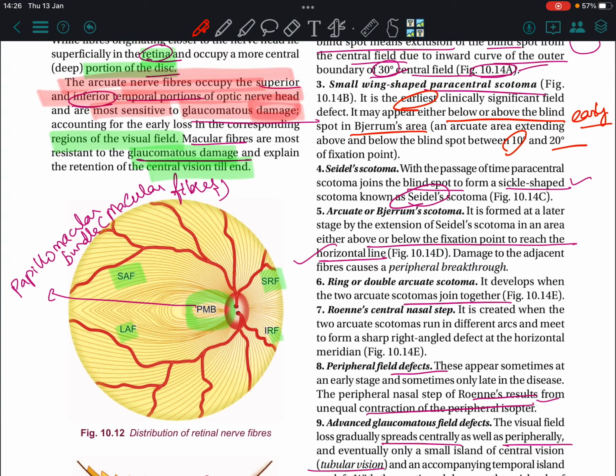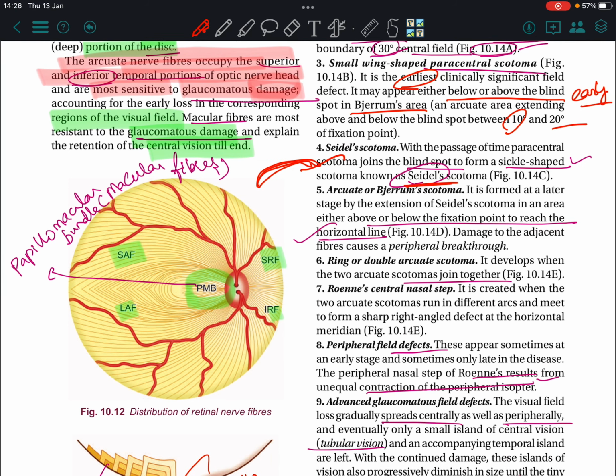Seidel scotoma: with passage of time, the paracentral scotoma joins the blind spot to form a sickle shaped scotoma known as Seidel scotoma. Arcuate or Bjerrum's scotoma is formed at a later stage. It is an extension of Seidel scotoma in an area either above or below the fixation point of the horizontal line.